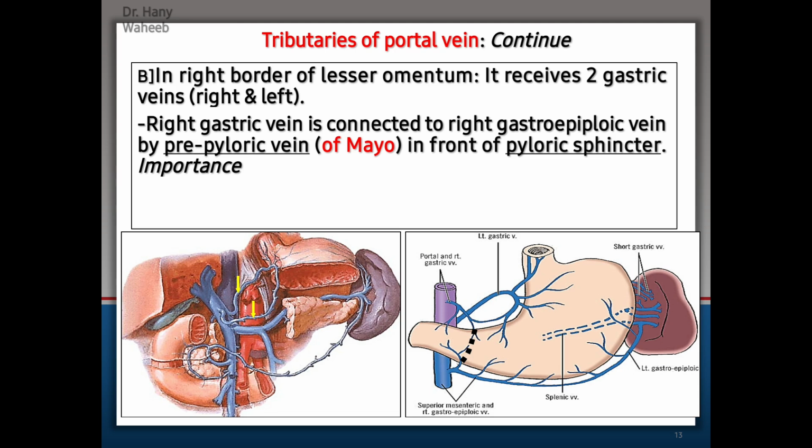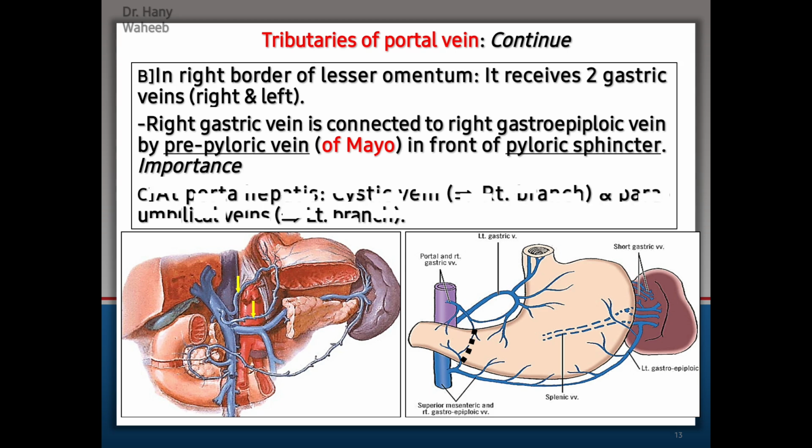What is the importance of this pre-pyloric vein? This vein lies in front of the pyloric sphincter. It is a marker for surgical identification of the site of the pyloric sphincter during operation. So the right gastric vein is connected to the right gastroepiploic vein by the pre-pyloric vein of Mayo.